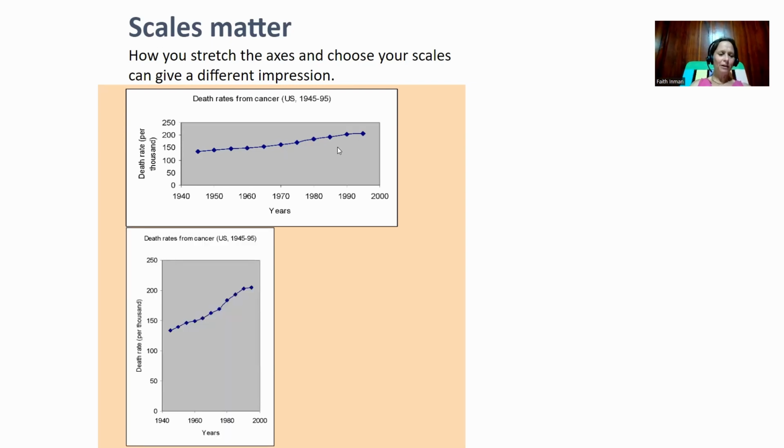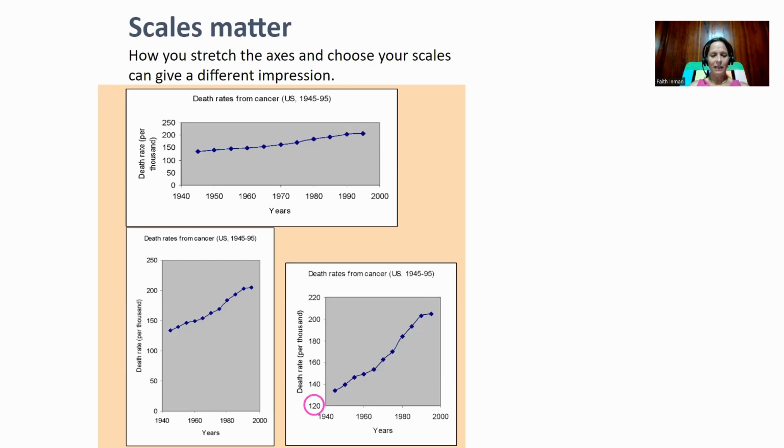When we look at it here, if we stretch these axes, we basically stretch the graph. Instead of looking like a pretty flat line, now it looks like, wow, cancer went up. It really went up a lot over these years. Or if we look at it like this, instead of starting our y-axis at 0, we start at 120 up to 220.